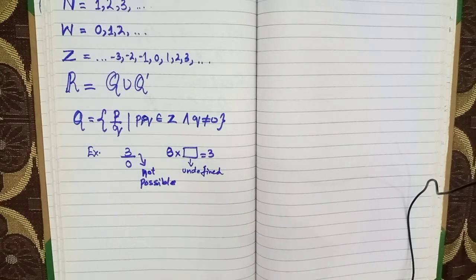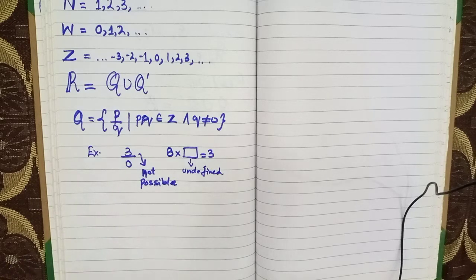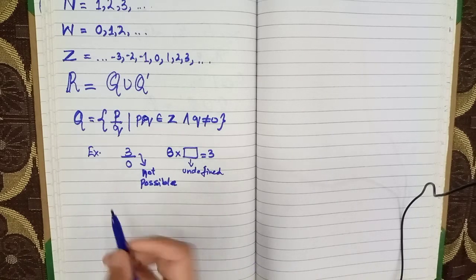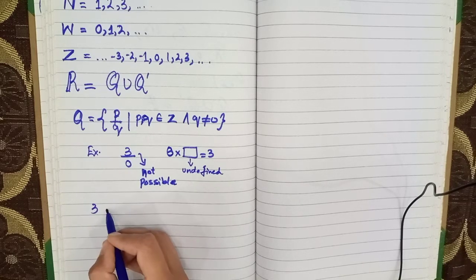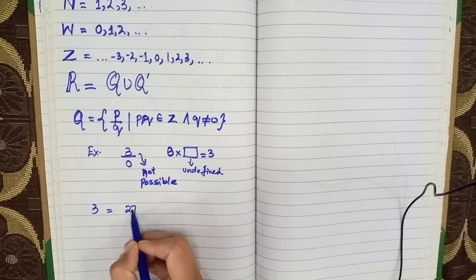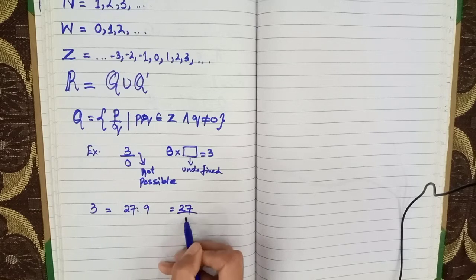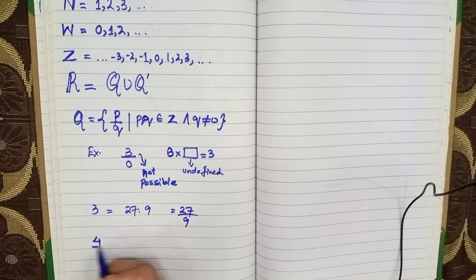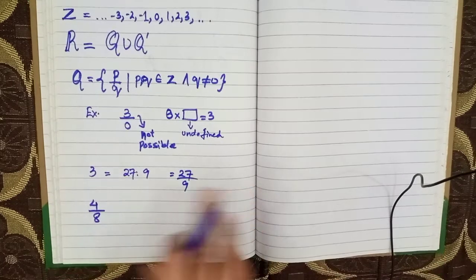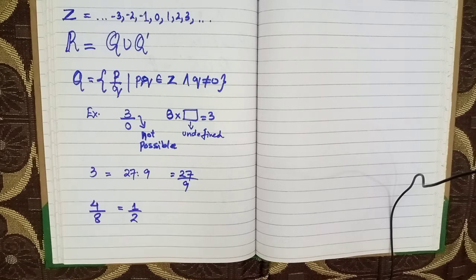What are the other examples of rational numbers? Any natural number can be a rational number. How? Let's say I'm saying that 3 is a rational number because it can be the ratio of 27 and 9. 27 by 9 always gives you 3. Then 4 by 8 is another example of a rational number, in the form of a fraction. 4 by 8 is always equal to 1 by 2. So it is also a rational number.